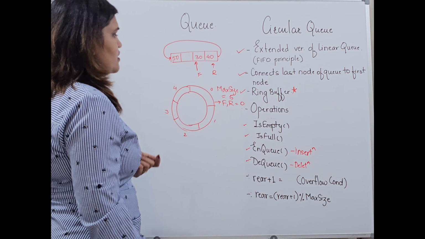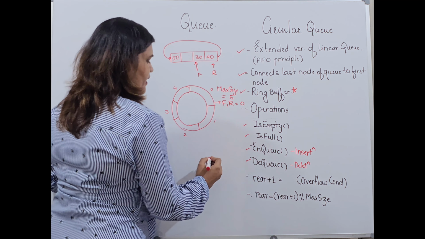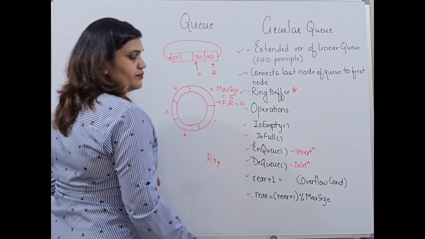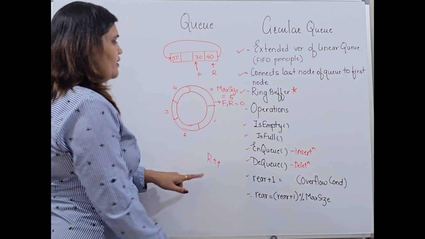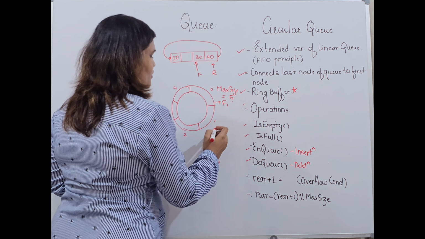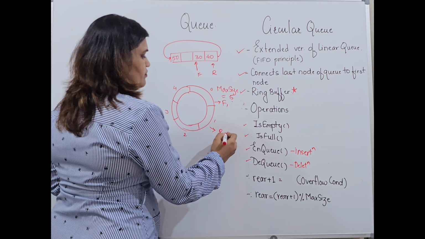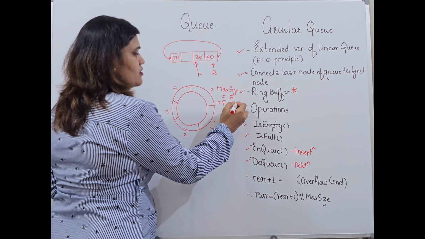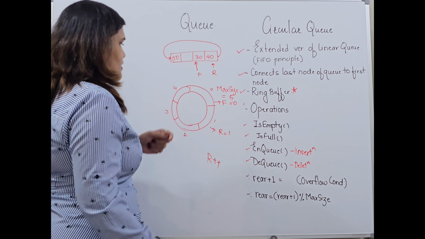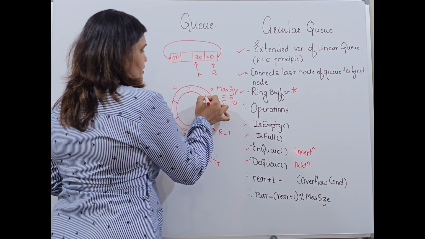Okay. Then I want to insert the element, I will just increment my rear. For insertion, I'll increment my rear. My rear will now point to this. Rear is 1, front is still 0. I'll insert the element. So my first element is already inserted.